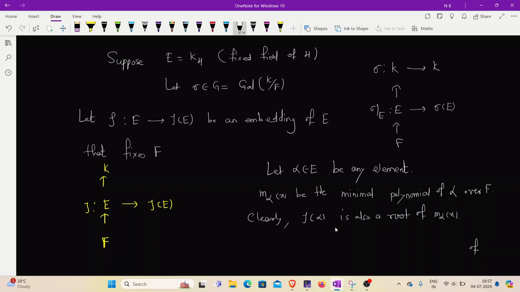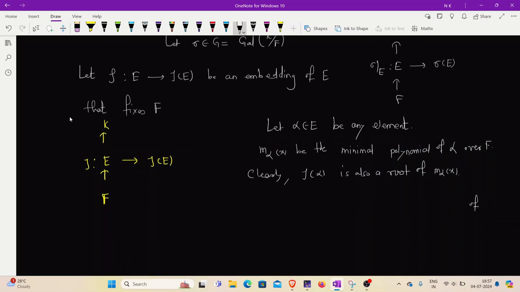Also, we know that if K is a Galois extension of F, then every irreducible polynomial over F which has one root in K has all its roots in K. So m_alpha(x) is also an irreducible polynomial. Its one root is in E, which means it is in K, right? So all its roots are in K. So tau of alpha will also be part of K. Okay, so let me just write that here.